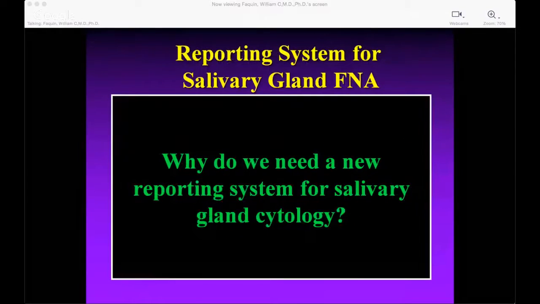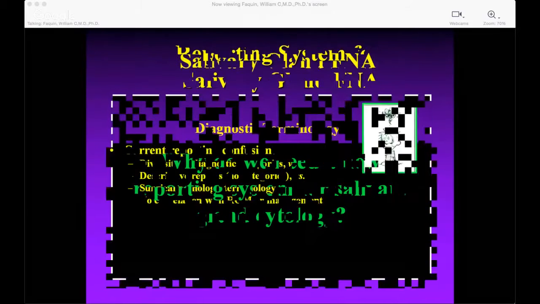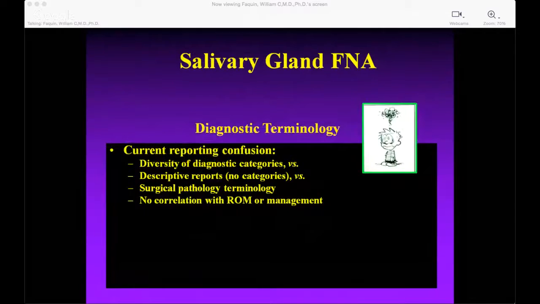So with that as a little bit of background, now let me pose a question. Why do we need a new reporting system for salivary gland cytology? And I would say, well, for one thing, we don't even really have a uniform reporting system right now. So that's one hurdle to overcome. There's a lot of current reporting confusion out there. There's a lot of diversity in diagnostic categories. The different institutions throughout the world, and even throughout the United States, and even throughout one state in the United States, use different diagnostic categories.